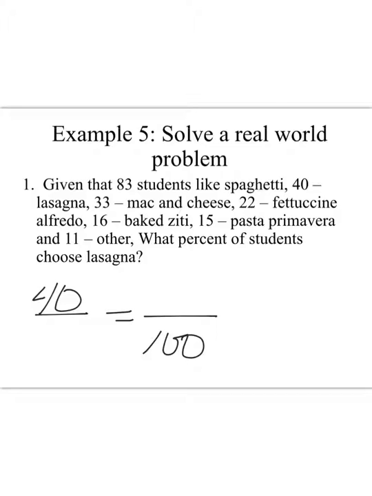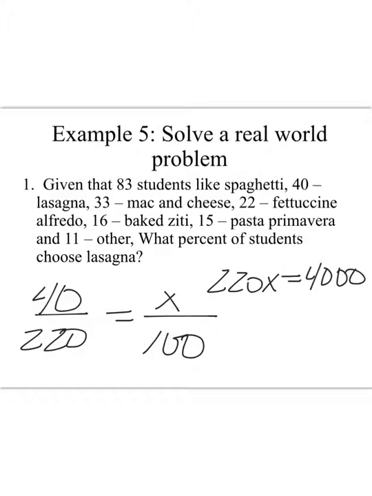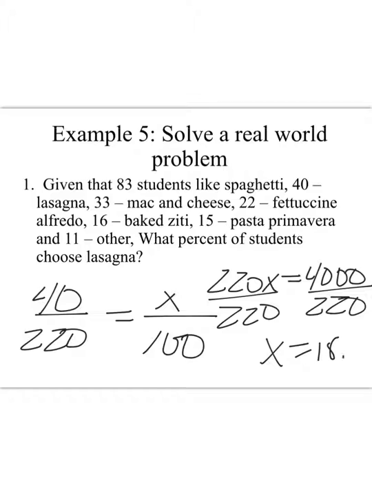So when I add up the students that like each meal, I end up with 220 total students that were surveyed. And of course, we're looking for X. So 220x equals 4,000. Divide each side by 220. 4,000 divided by 220 is 18.18 repeating. It is a percent, so again, you do need to make sure that you have that percent symbol written down.